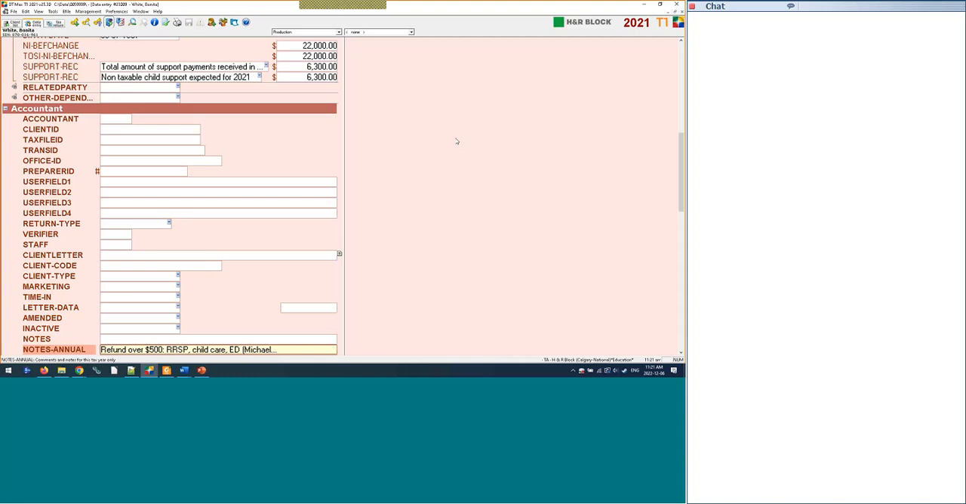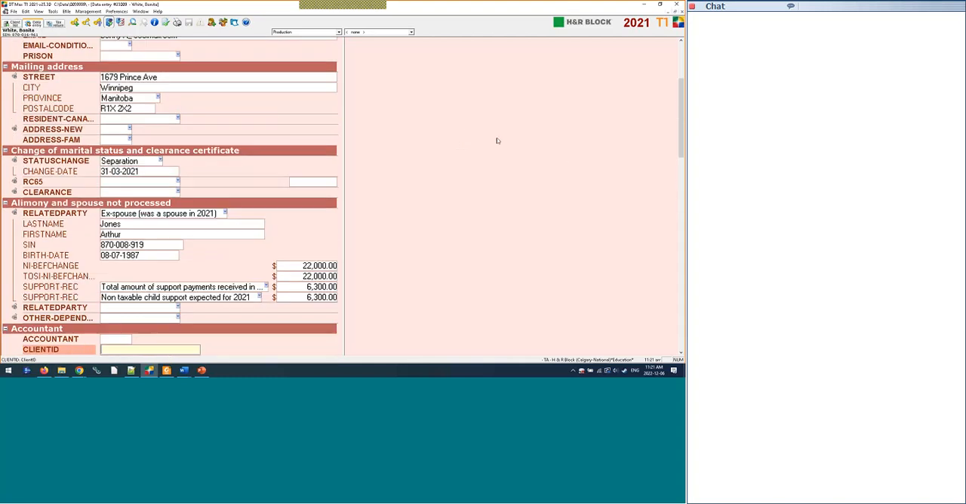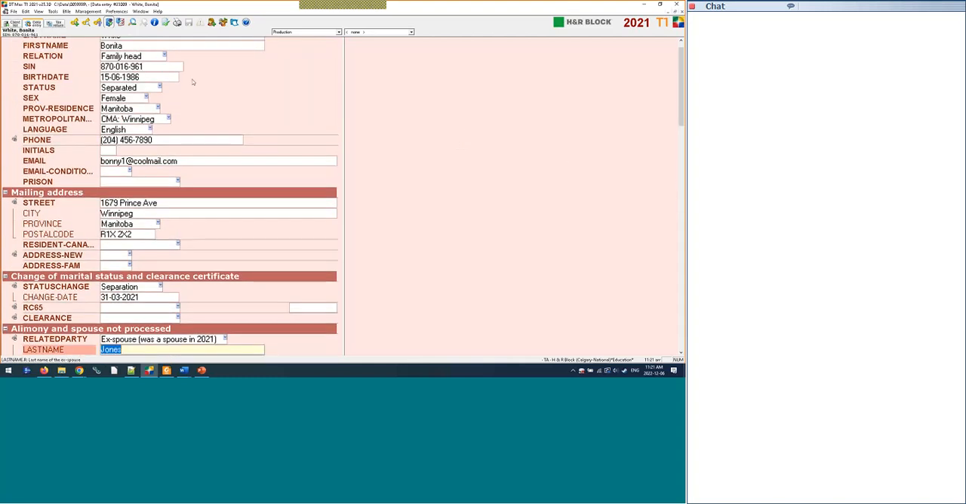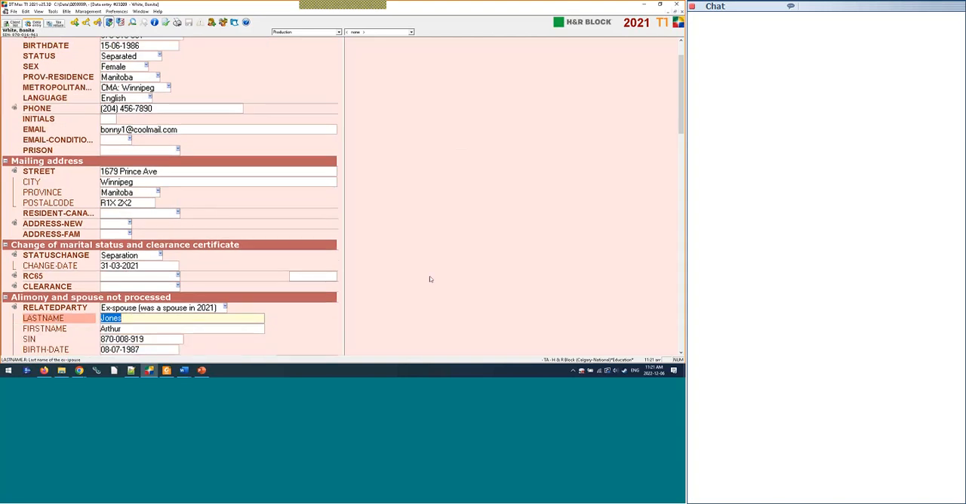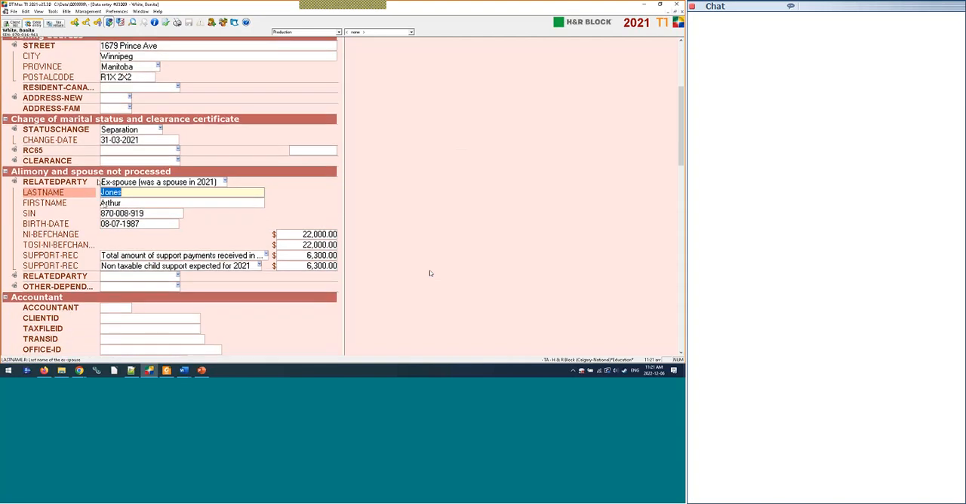The computer will give her the younger child automatically. For the separation, we have to have the date of the separation added. So under change of marital status, you must have entered the date when the separation started. And now we're going to use "ex-spouse was a spouse in 2021," because that tells the computer that we're dealing with the year of separation. The rules are different in that year than they are for other years.